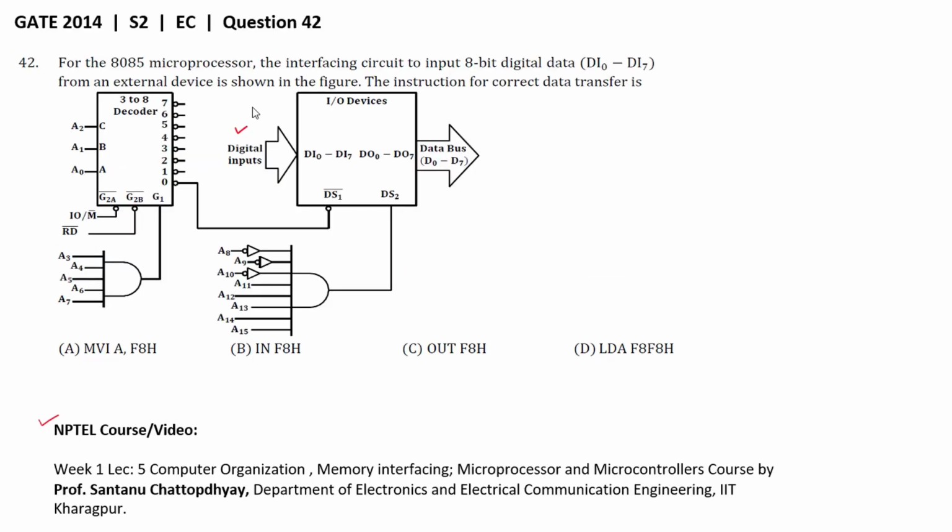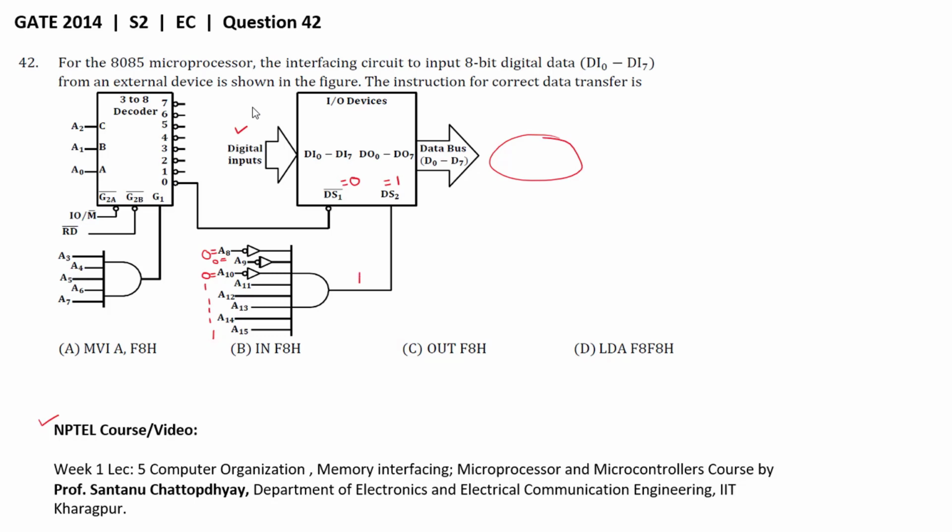Here some information is coming from this input and we need to get the data into the data bus. To select this IO interface, this DS2 selection input should be logic 1 and this DS1 complement selection input should be logic 0. To get DS2 as logic 1, A8 equals 0, A9 equals 0, A10 equals 0, and A11 equals 1, A12 equals 1, A13 equals 1, A14 equals 1, A15 equals 1.